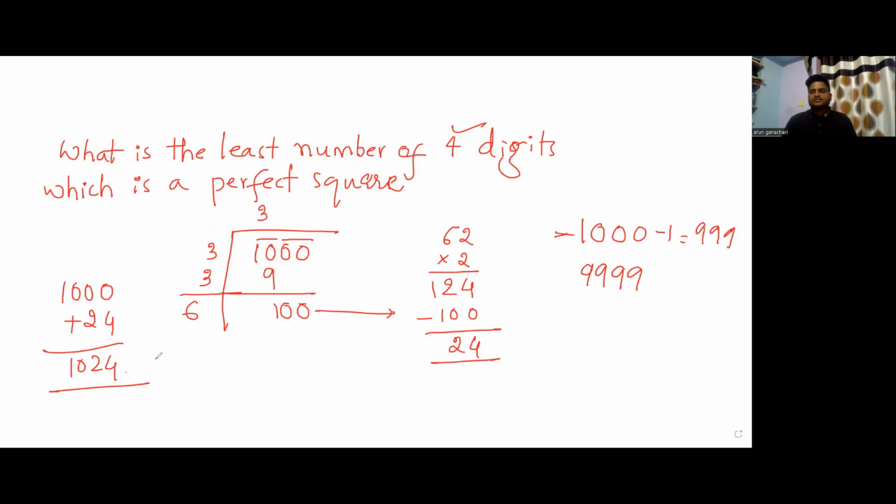Understanding this? If the question was what is the least number of 3 digits, then we would have gone for subtraction. Here it was 4 digits. If I subtract anything from my number, it will turn out to be 3 digits. So that's why I chose for addition. Getting this, what we did here? So my answer is 1024.